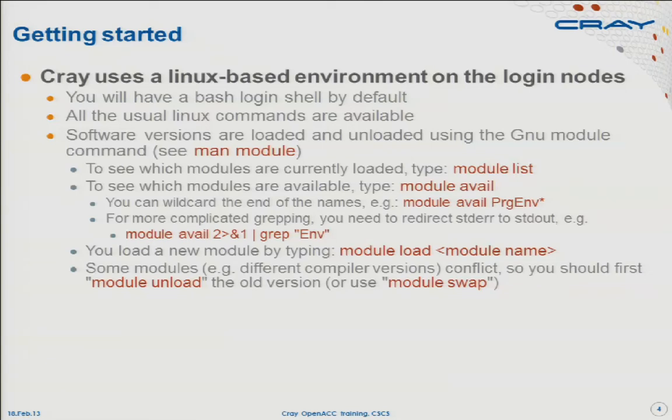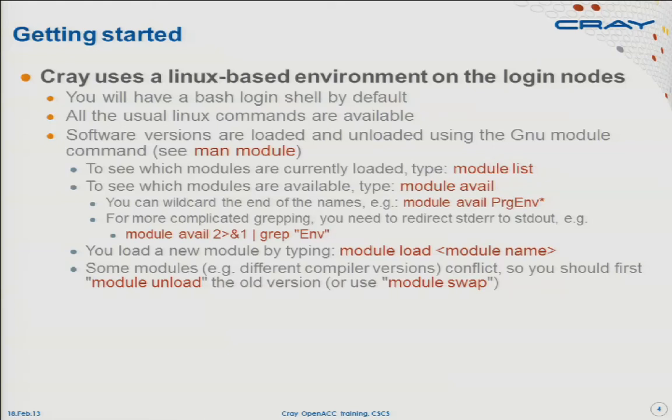Software versions are controlled using the GNU module command, which you can find in a lot of systems. Cray uses it, but it's not Cray specific. If you want to learn more about that, then you can look at the man page. So when you want to choose a particular compiler or a particular compiler version or whatever, you do this by using the module command to swap things in and out. And that changes all of the path variable and everything appropriately.